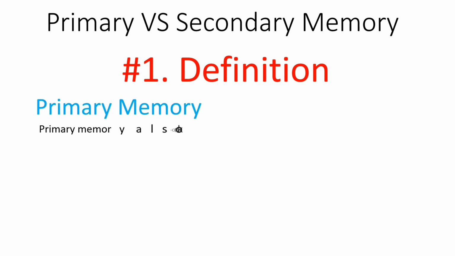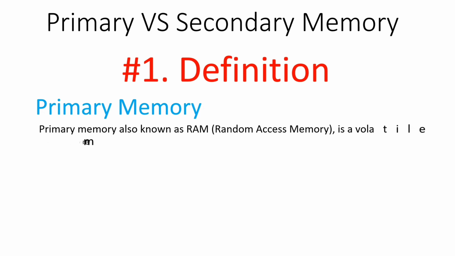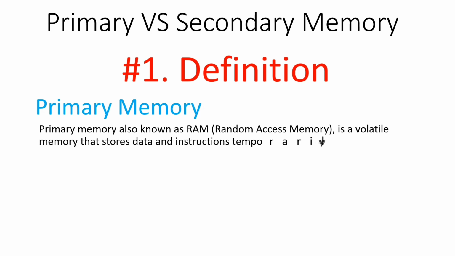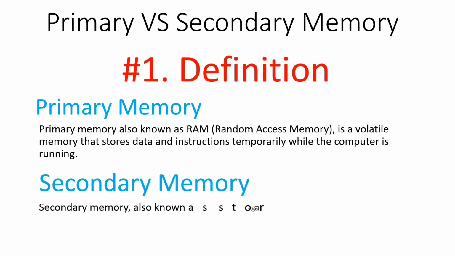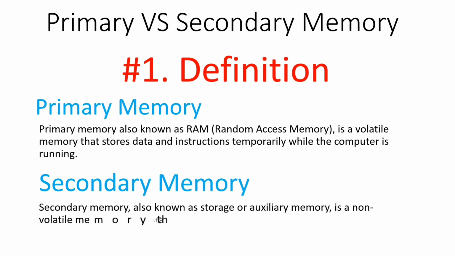Primary memory, also known as RAM, random access memory, is a volatile memory that stores the data and instructions temporarily while the computer is running. So they are the temporary memory of our computer system that stores the data and instructions on a temporary basis. Whereas the secondary memory, also known as storage or auxiliary memory, is a non-volatile memory that stores the data permanently for long-term use. So they are the permanent memory.